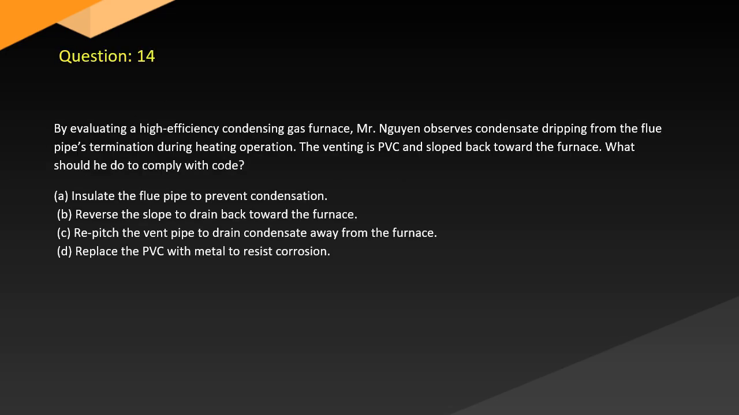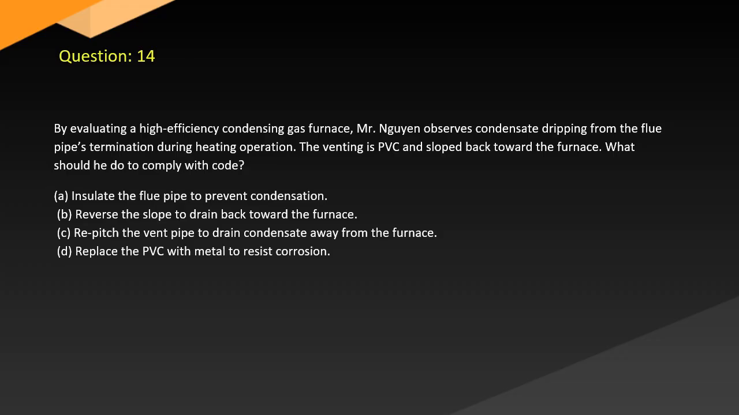Question 14. While evaluating a high-efficiency condensing gas furnace, Mr. Nguyen observes condensate dripping from the flue pipe's termination during heating operation. The venting is PVC and sloped back toward the furnace. What should he do to comply with code? A. Insulate the flue pipe to prevent condensation. B. Reverse the slope to drain back toward the furnace. C. Repitch the vent pipe to drain condensate away from the furnace. D. Replace the PVC with metal to resist corrosion.